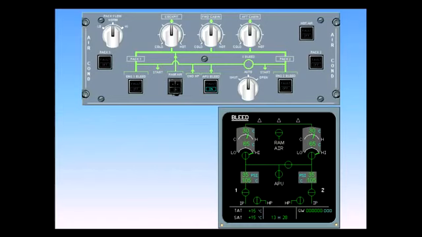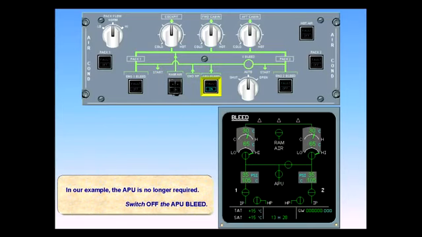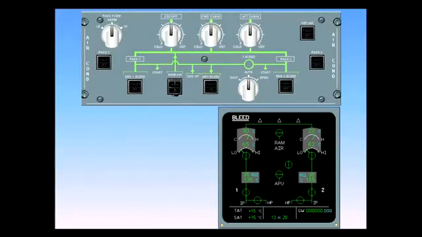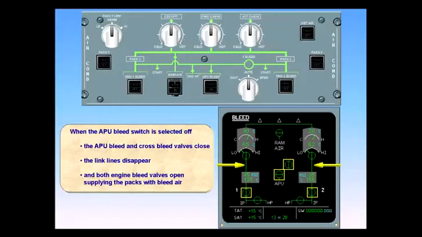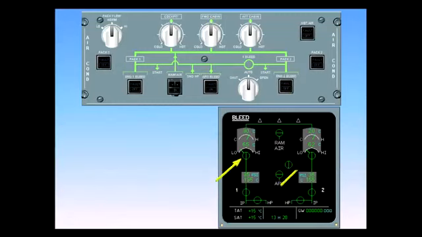In our example, the APU is no longer required. Switch off the APU bleed. When the APU bleed switch is selected off, the APU bleed and cross bleed valves close. The link lines disappear, and both engine bleed valves open, supplying the packs with bleed air. Notice that the pack flow reduces. This is because the engines provide a higher flow rate than the APU. Also note that the air conditioning control panel is now in a normal lights-out configuration.